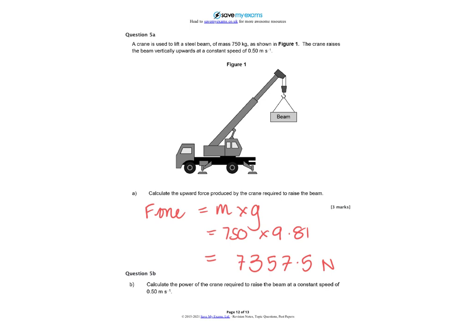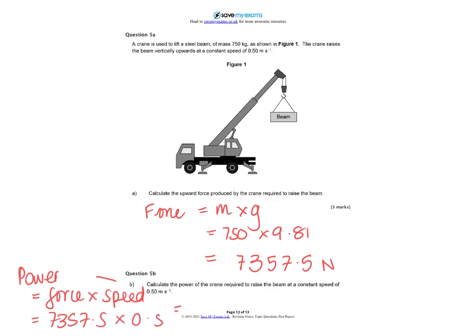5b, calculate the power. For this, we are going to use the equation power is equal to force times the speed. So we're going to do that number that we've just worked out, 7357.5, times the speed in the question, 0.5, and the answer you'll get is 3678.75 watts, or roughly 3,700 watts.